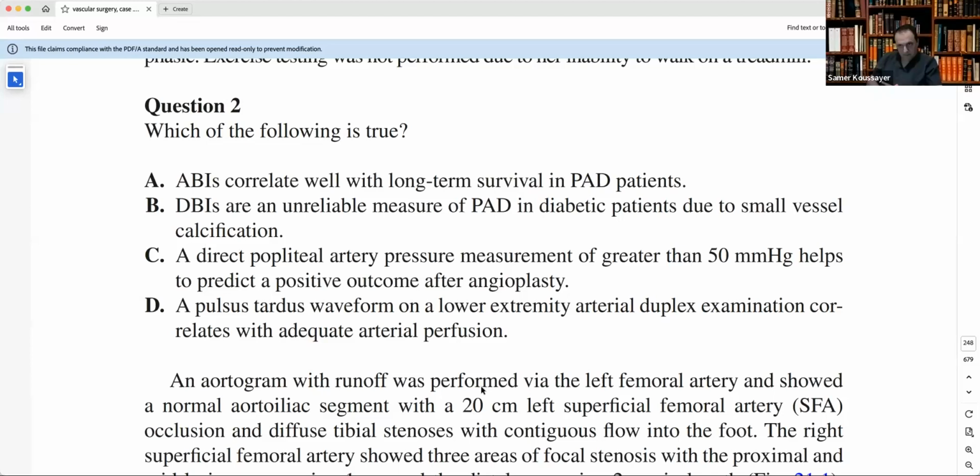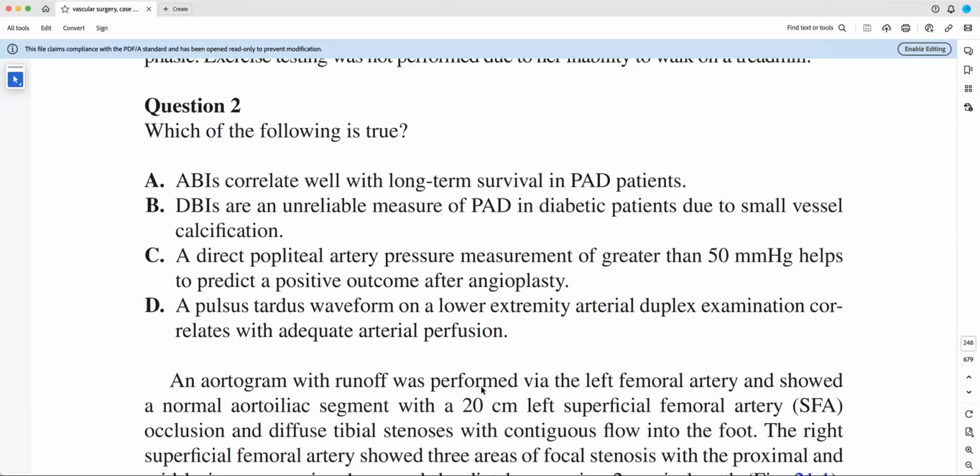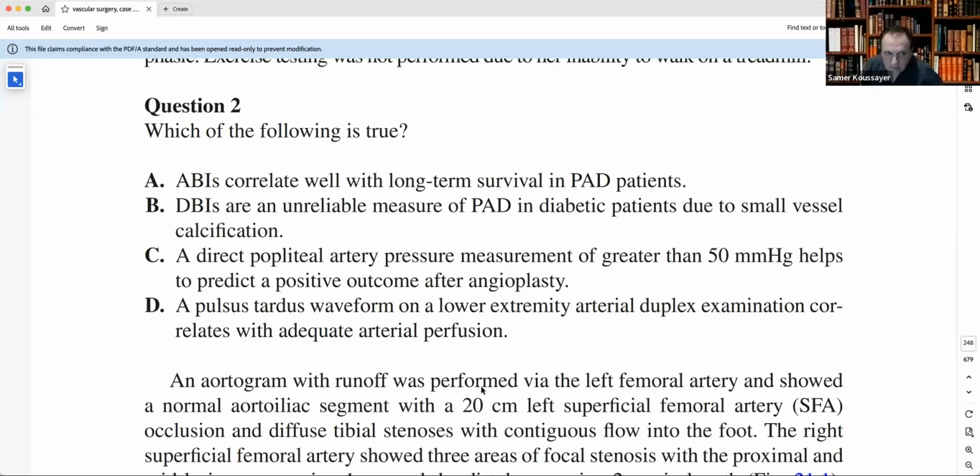You know, the reason why we do it, we have classifications. So this is wrong, correct? Yes. So I'll go to C, a direct popliteal artery pressure measurement greater than 50 mmHg helps to predict positive outcome after angioplasty. Maybe it's difficult, guys, for you. I'm telling you, the popliteal artery pressure measurement is the pressure in the popliteal artery, and it helps you predict positive outcome after angioplasty.